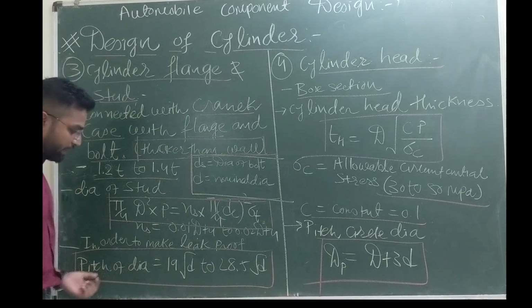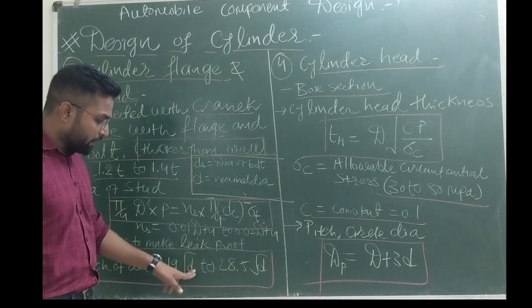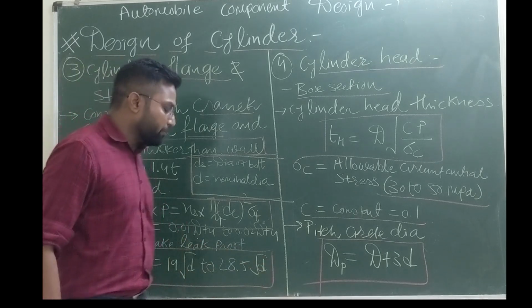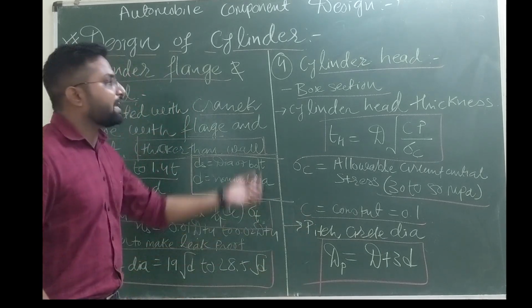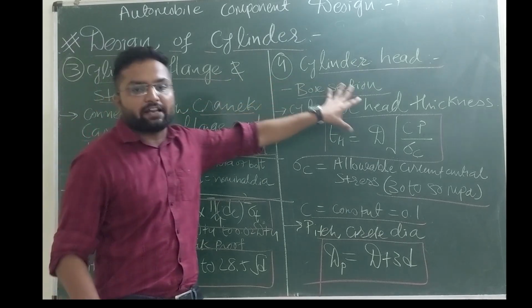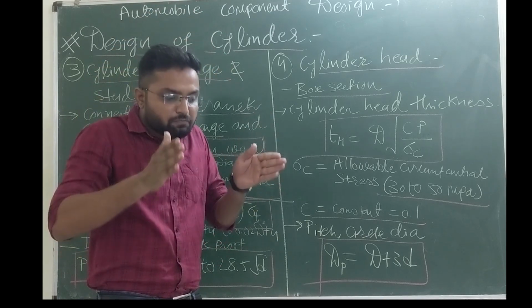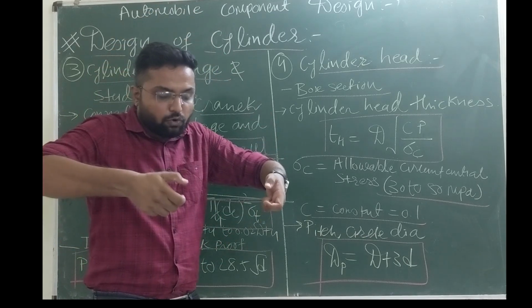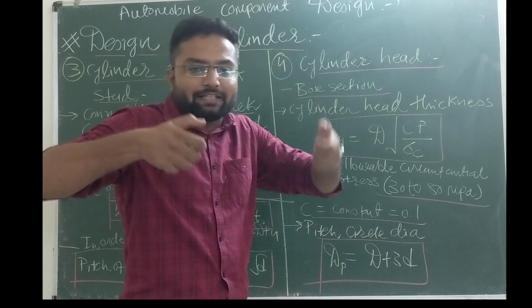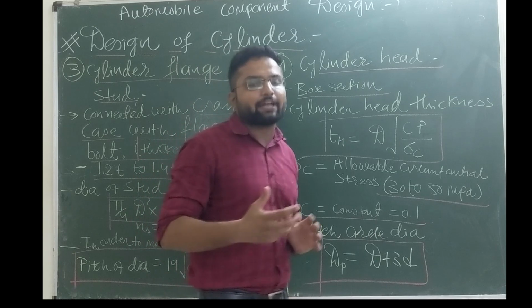Also we have determined the condition for a leak-proof joint. For that, it should be between 19 root d to 28.5 root d. This condition is applicable at both the flange joint as well as the cylinder head joint. Okay, the cylinder head is above our cylinder, and the flange is where we connect our cylinder block with the crankcase. So this was the design of our cylinder.